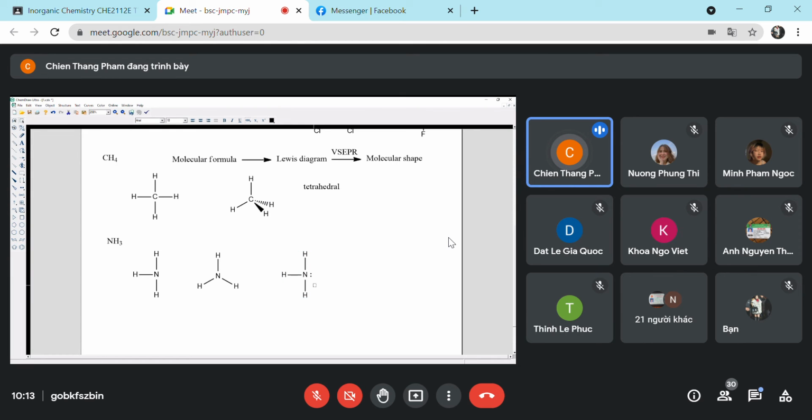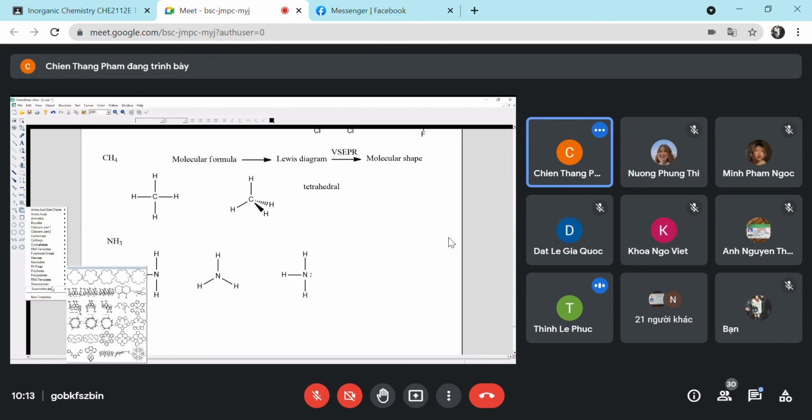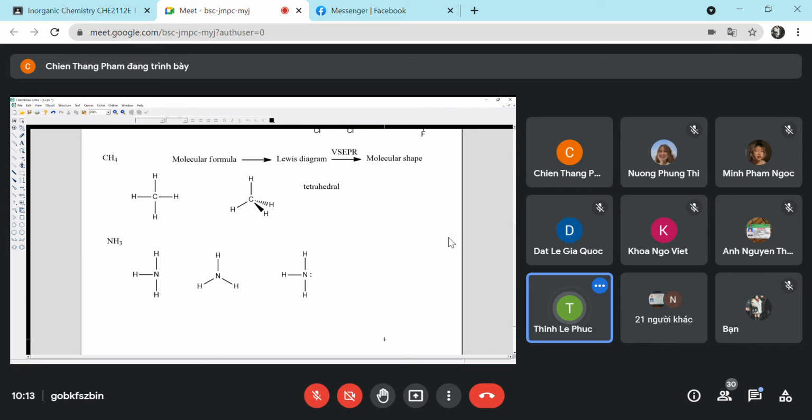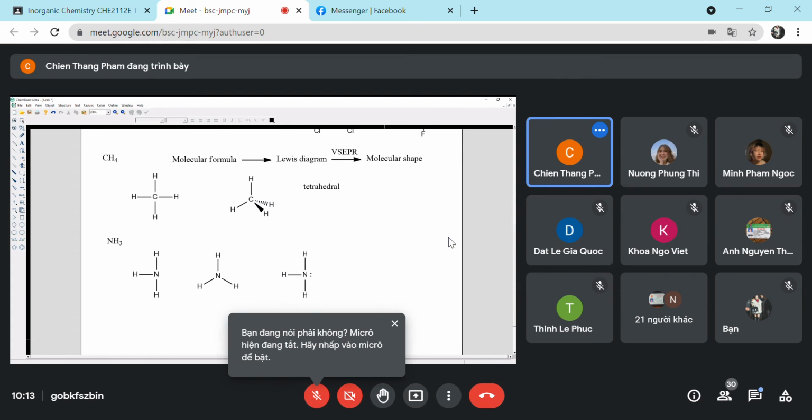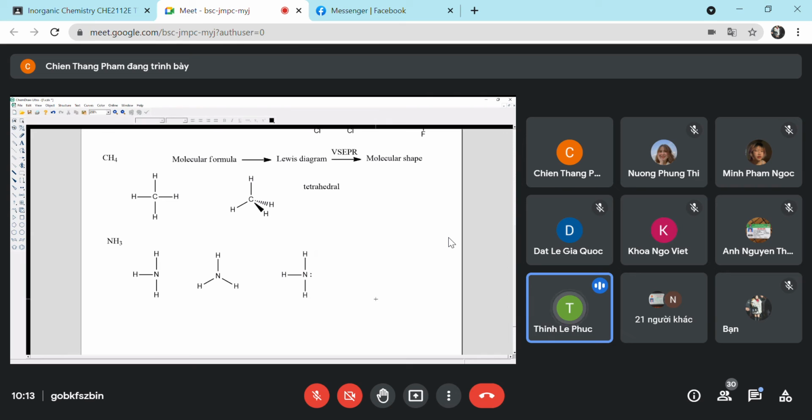So with the second structure here, 1, 2, 3, and 4. What is the basic shape for the case of 4 electron pairs? 3 is trigonal planar, so 4 is tetrahedral. Yes, tetrahedral. Okay, the basic shape for 4 electron pairs is tetrahedral.